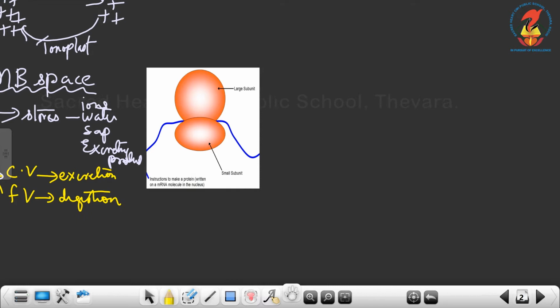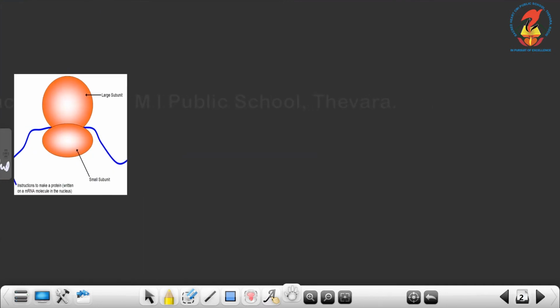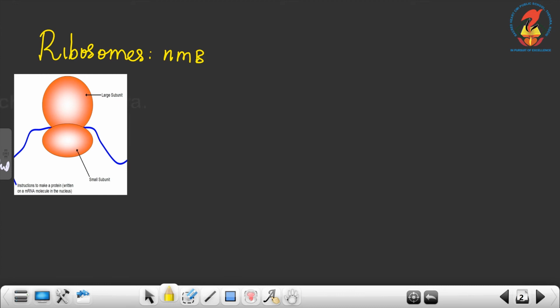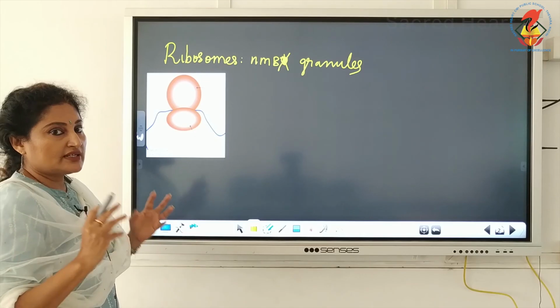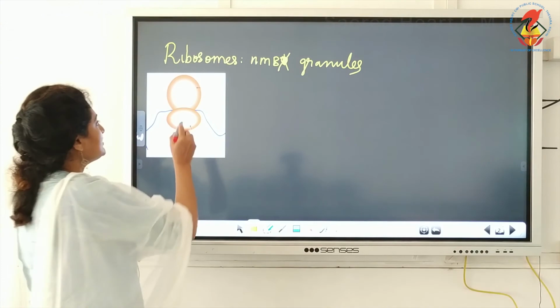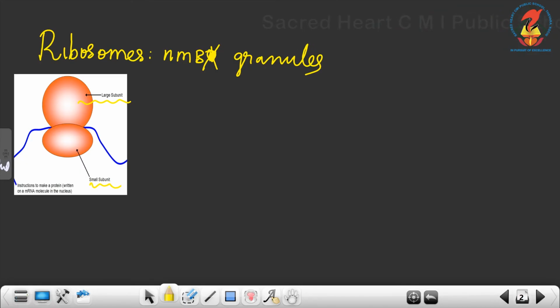And the last organelle for this video is ribosomes. In the beginning I told you the specialty of ribosomes, they are non-membrane bound organelles, and to make it complete, in the case of organelles I am going to write non-membrane bound granules. They look like granules. Only here you can see two structures, but actually under the electron microscope they look like granulated structures having two subunits, the large subunit and the small subunit.